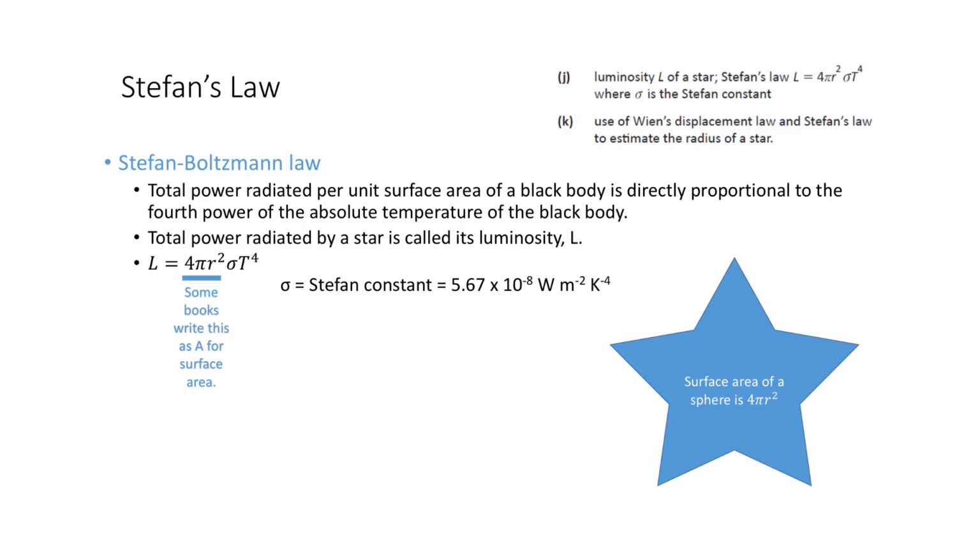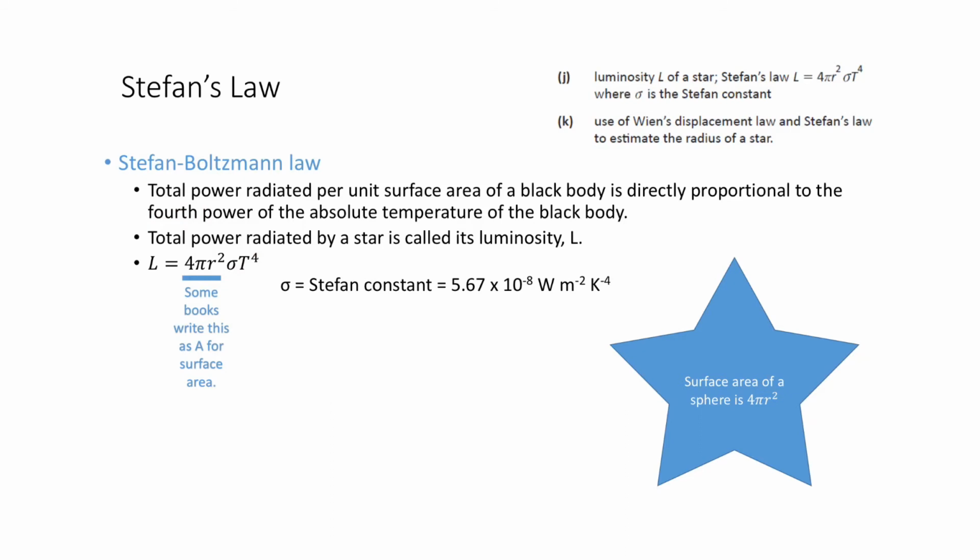So, the total power radiated per unit surface area of a black body, so how much power is given off over a certain area, is directly proportional to the fourth power of the absolute temperature of the black body. Crikey. Well, let's break that one down a little bit. So, the power is L. The surface area, so that's of a sphere, 4 pi r squared. That's our Stefan constant. And then when it mentioned the fourth power, it means T to the 4.